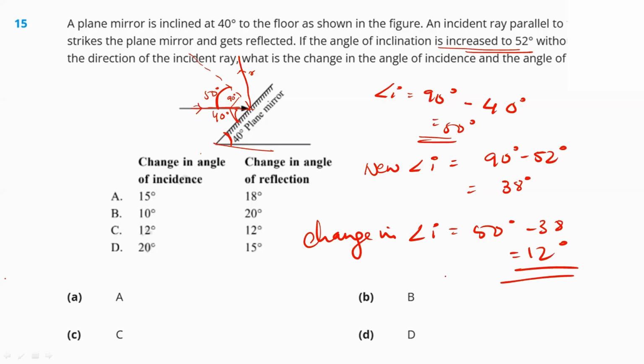Okay, so if angle of incidence is changed by 12 degree, therefore angle of reflection will also be changed by 12 degree, isn't it? Because of the law of reflection. So option number C is our correct answer. Both will change at the angle of 12 degree. Okay, so now we go to the next question.